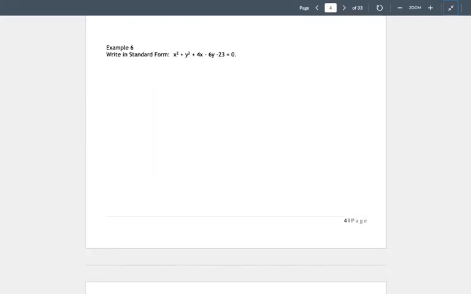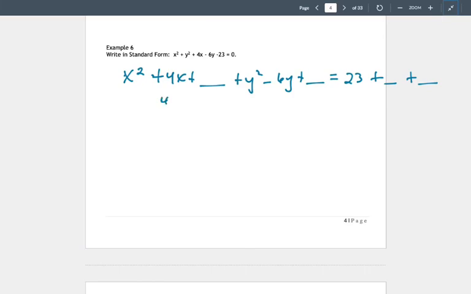All right, on this example, I'm going to write this in standard form. So I have x squared plus 4x plus some number plus y squared minus 6y plus some number equals, move the 23 over so it becomes positive, and then you're going to add those same two numbers on that side. You're going to take that 4, divide it by 2, and square it. So this will be 4 here and over here. Take the negative 6, divide it by 2, and square it. So that will be 9 added to both sides.